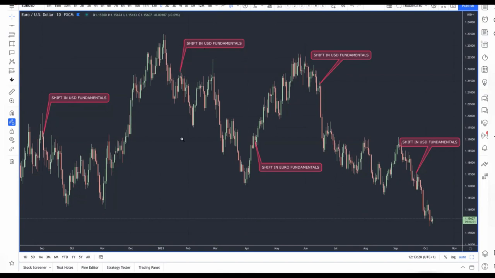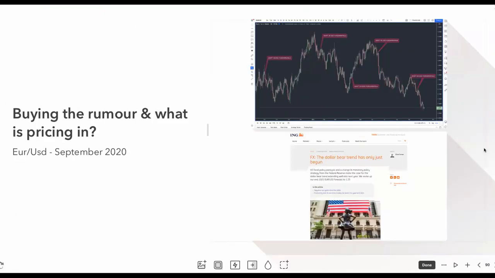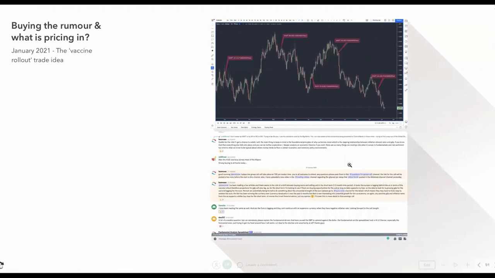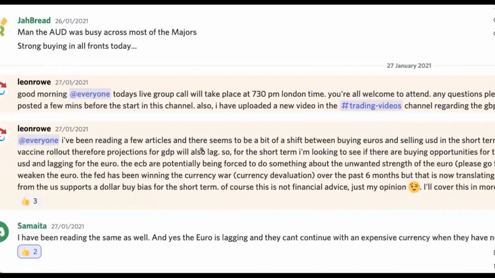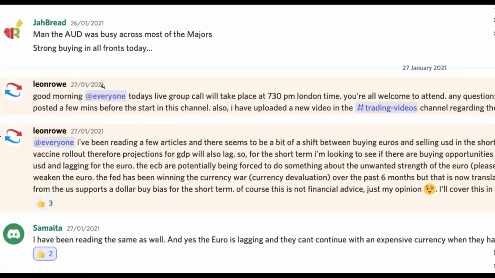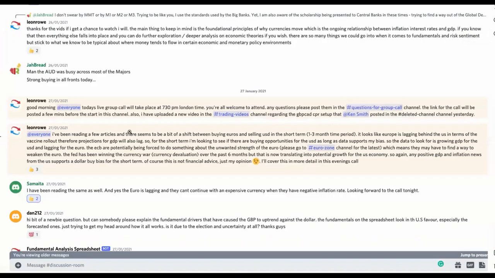Then in January, right? There was a shift in the fundamentals. So let's go to the next slide quickly. So just in case you guys generally think that I'm just talking, right? This is a live screenshot of the group, and you can see Leon wrote 27th of January, 2021. So I'm going to read this to you. Let me zoom out a little bit. Right. I'll read this to you.